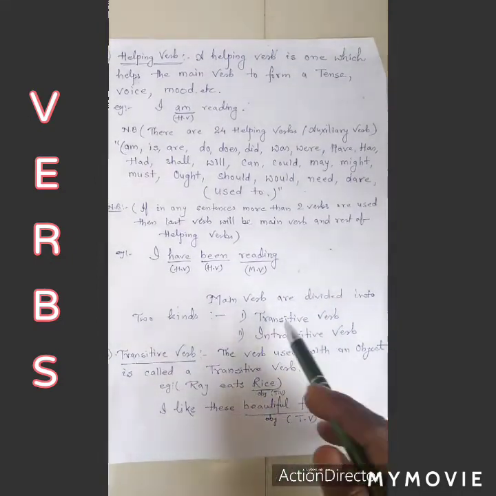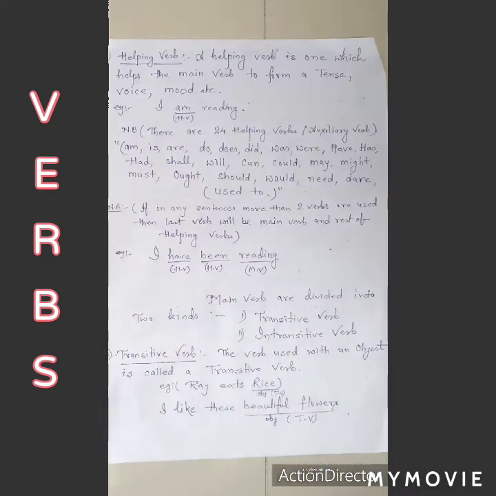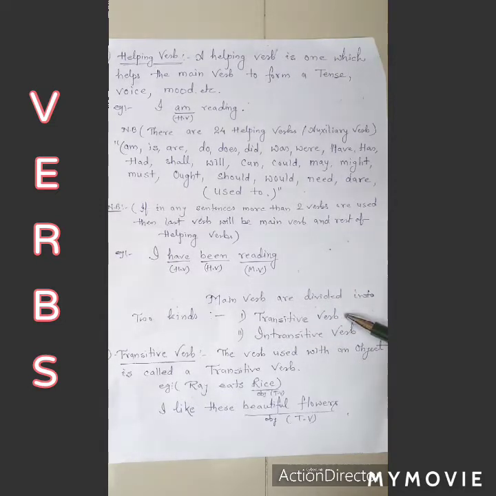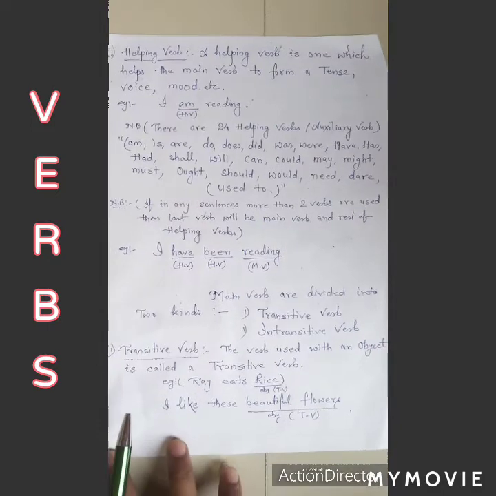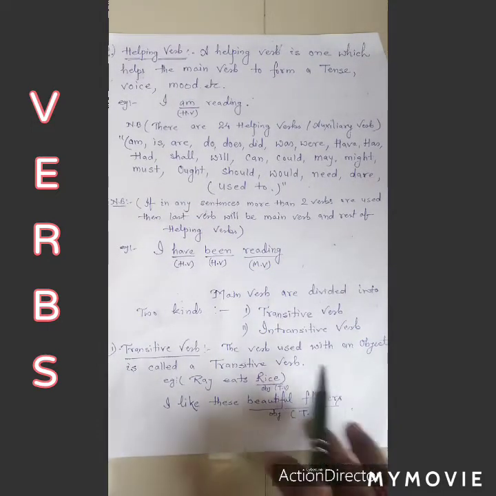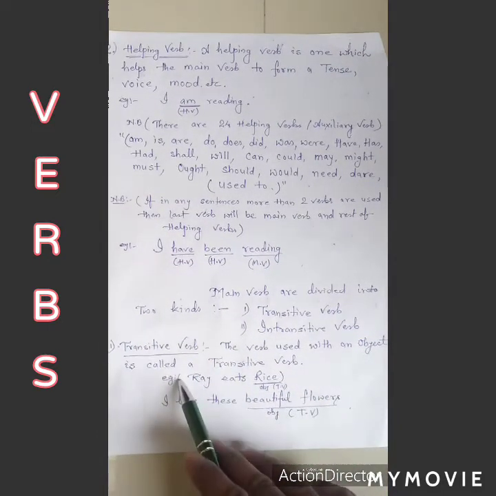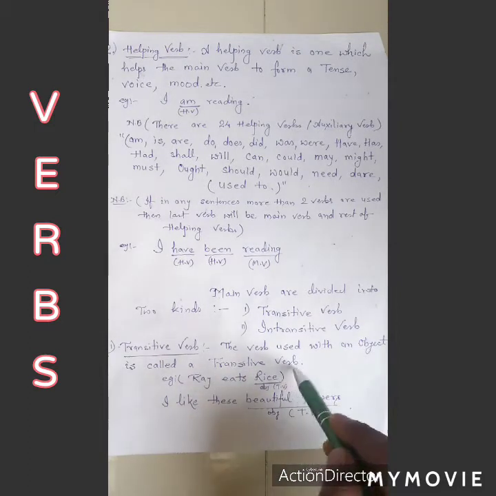Okay, next, main verbs are divided into two kinds, that is transitive verb and intransitive verb. That is very simple. If any sentence ends with an object, it is called the transitive verb, and without an object it is called the intransitive verb. Okay, now look at the transitive verb definition. The verb used with an object is called a transitive verb.